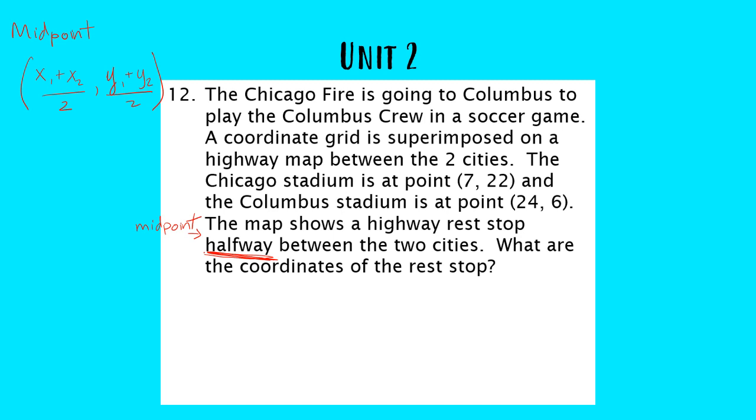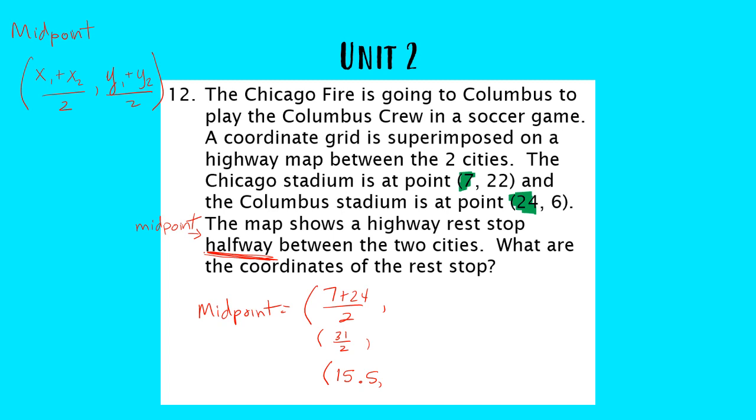I'm going to take my x values first. So my x values are 7 and 24. To find my midpoint, I am going to take the 7 and the 24, add them up, and divide by 2. When I add those two up, I get 31. Divide that by 2. 31 divided by 2 is 15.5. So the x value of my midpoint is 15.5.